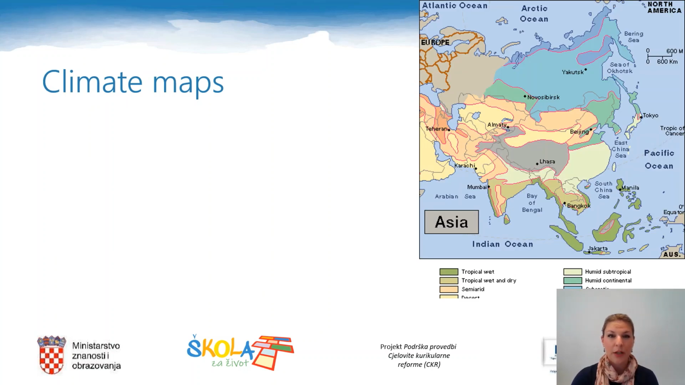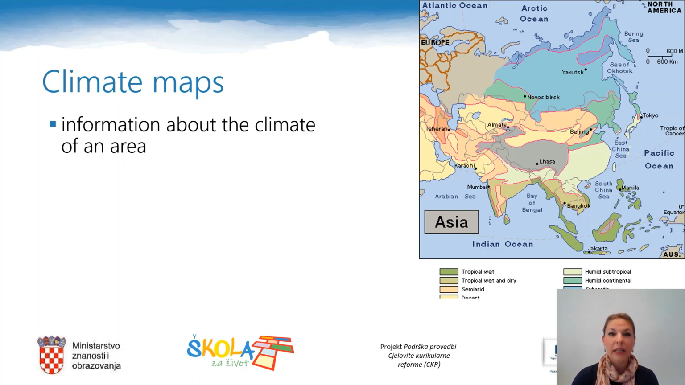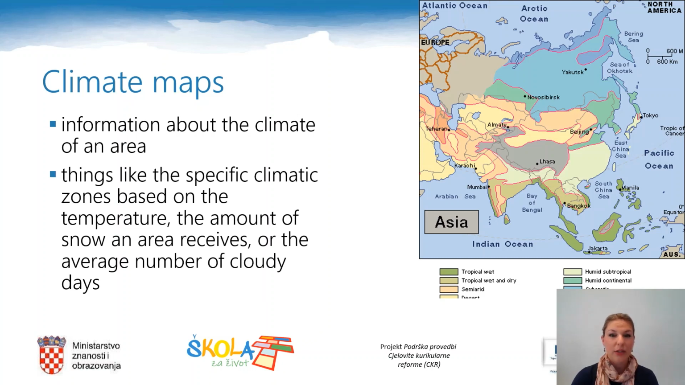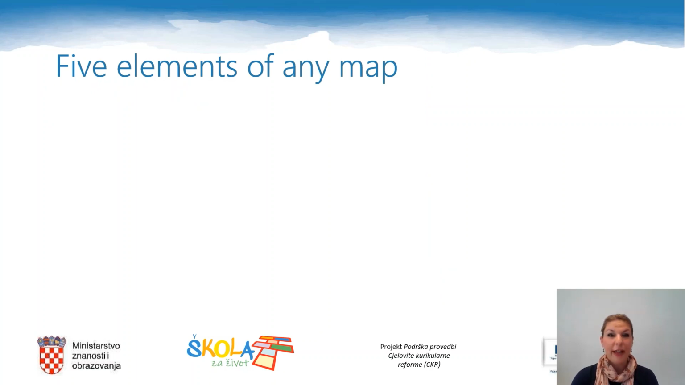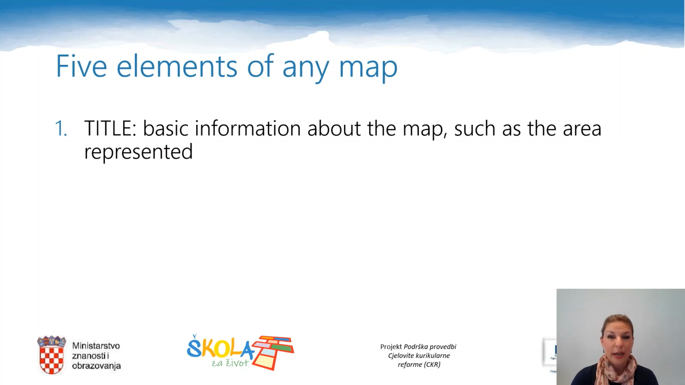Climate maps show information about the climate of an area as well as things like the specific climatic zones based on the temperature, the amount of snow an area receives, or the average number of cloudy days. There are 5 elements of any map. The first one is the title. It gives basic information about the map, such as the area it represents.